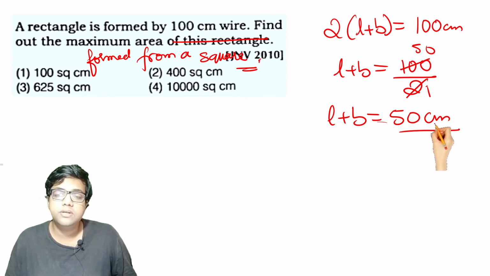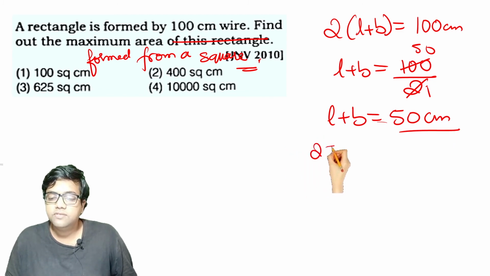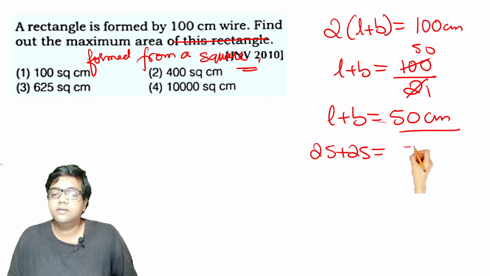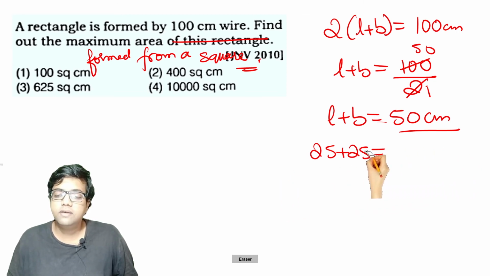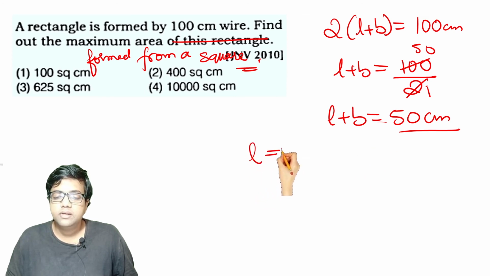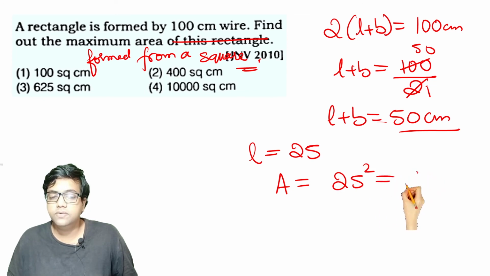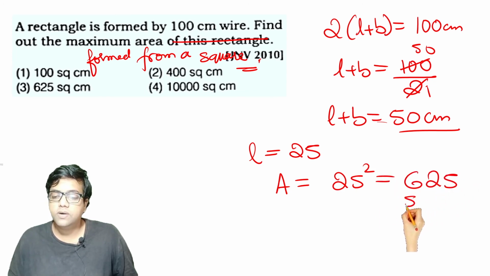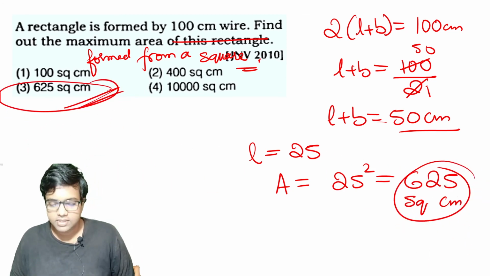In a square, both length and breadth are going to be equal, right? So 25 plus 25 can only give you 50. So 25 is going to be the side of the square. And for area of the square, it is going to be 25 squared, which will give you 625 square centimeters. So 625 square centimeter is the right answer.